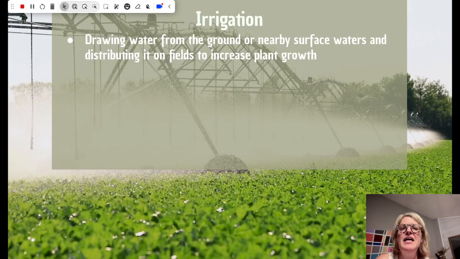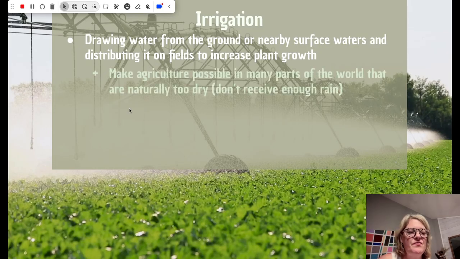All right, irrigation. Irrigation is another piece of the green revolution. This is where we get water from the ground or nearby surface waters, and we distribute it to fields, which obviously, if we're adding water to the plants, they're going to grow better. This makes it possible to grow crops in parts of the world that are normally too dry for crops. One famous example is the ability to plant in the western United States, especially in areas like Arizona, Mexico, Southern California, areas that would normally be too hot and dry to grow crops. We now can irrigate and grow crops.